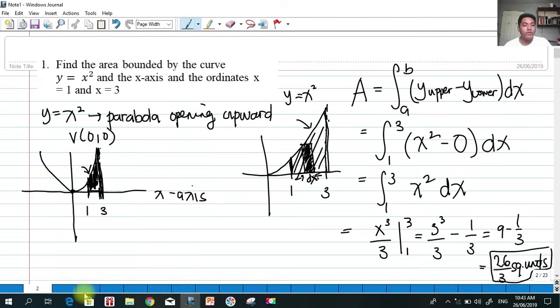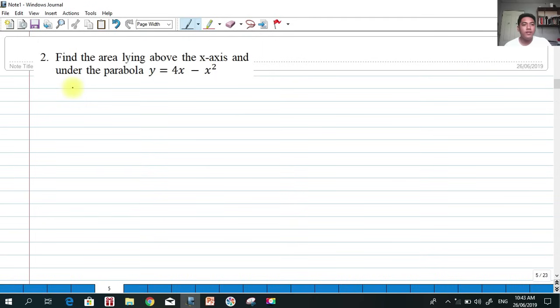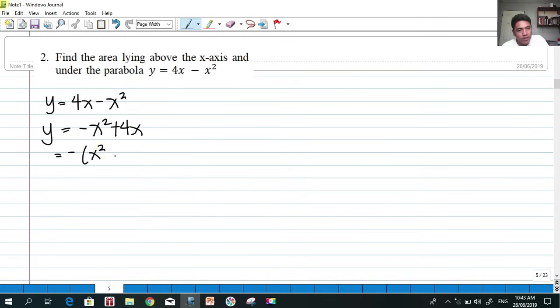Okay, so for number 2, find the area lying above the x-axis and under the parabola y equals 4x minus x squared. First, we have to identify the opening of this parabola and at the same time the vertex of this parabola. Okay, so what are we going to do? First, we can rewrite this as negative x squared plus 4x. Okay, we can factor out the negative. So x squared minus 4x, and that is equal to y.